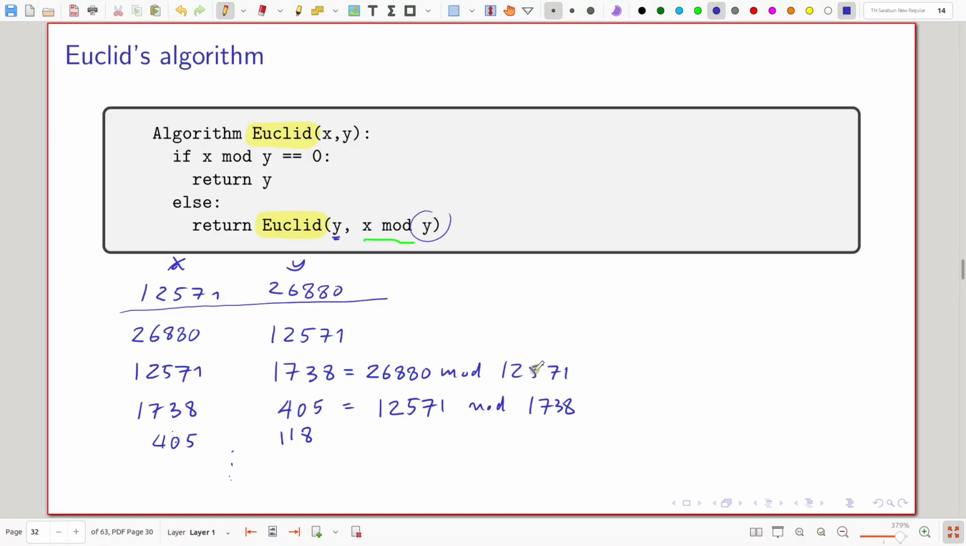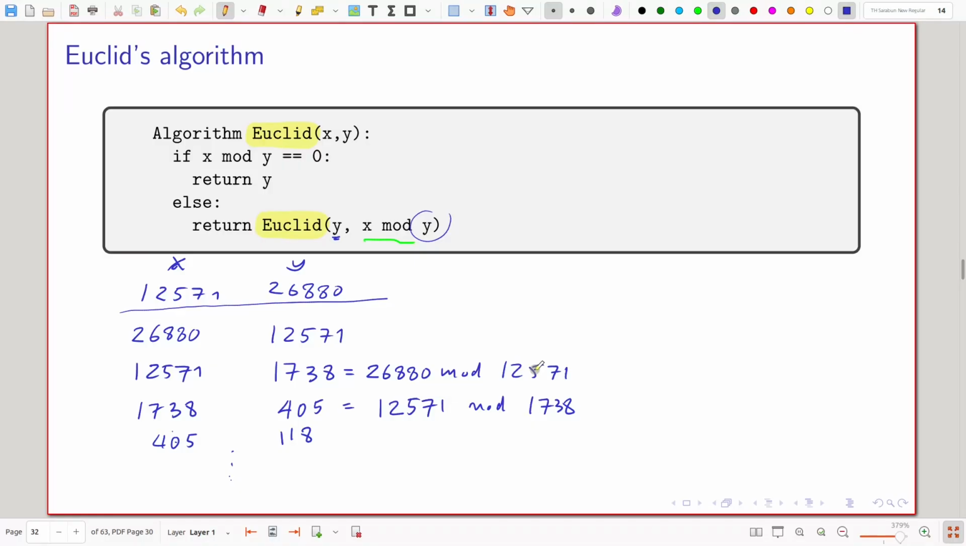Sorry, no. If x is less than y, then after the first call, y will become x, right? So the first argument increases. But this only happens once. The first time you call Euclid, the user will call the function, right? So you have no control over x and y that are passed to Euclid.